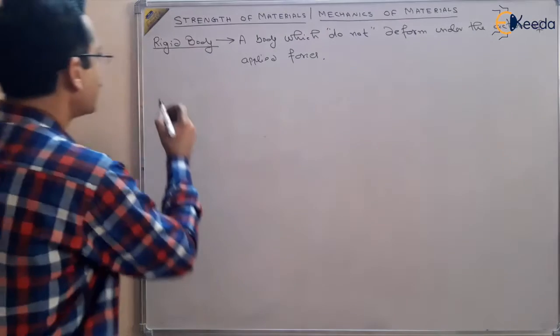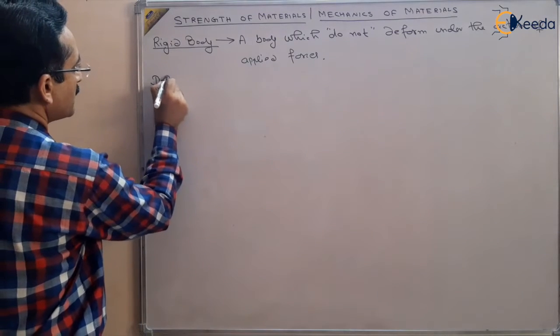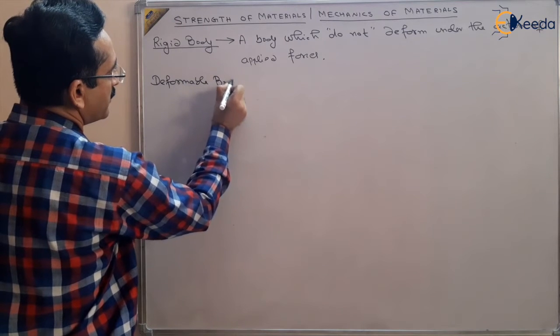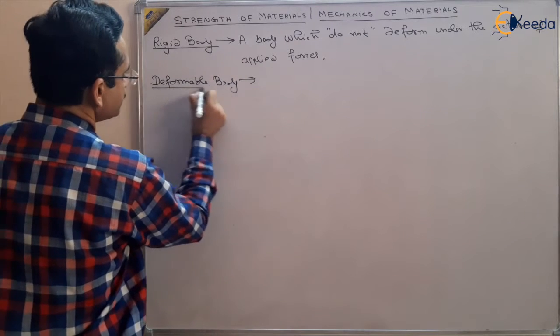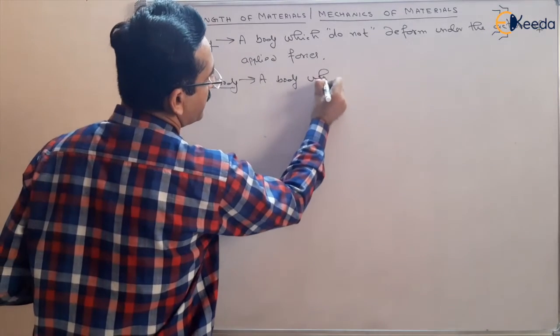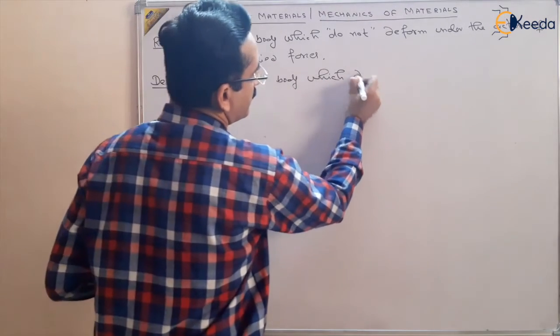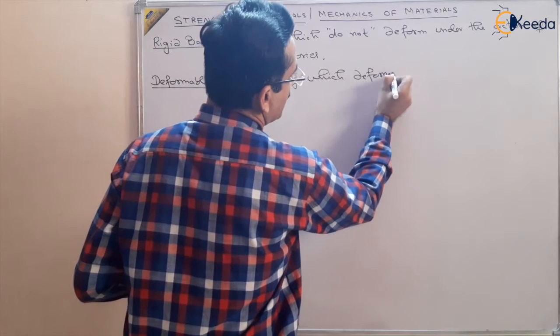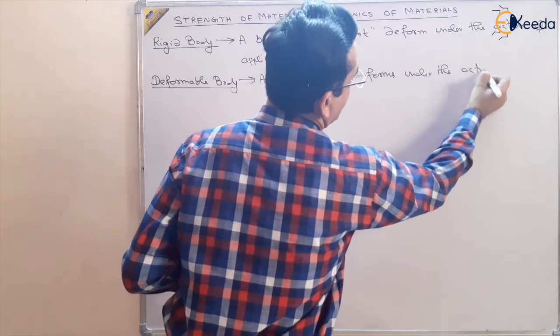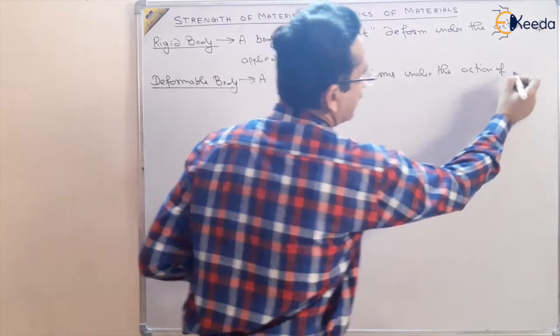So what is a deformable body? A body which deforms under the action of forces.